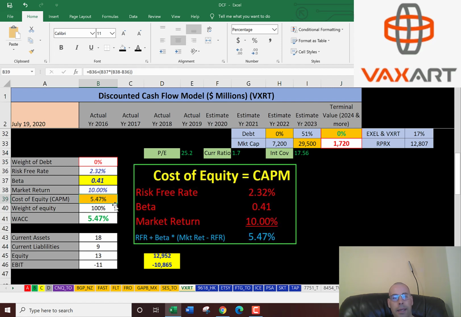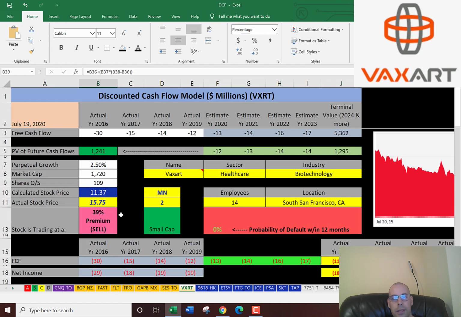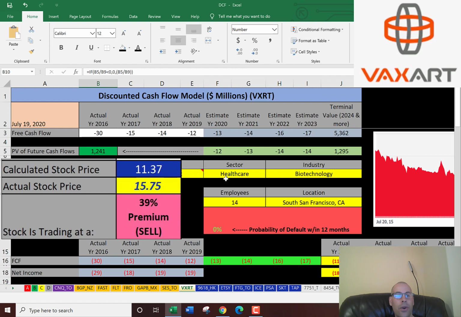And let's use that percent to discount the future cash flows. So we estimated 4 years of future free cash flows. We also did a terminal value, which is all years past year 4. We discounted those numbers back to today using the weighted average cost of capital. We get a value of the company of $1.2 billion. We divide it by 109 million shares, and we get an intrinsic stock price of $11.37. It's trading at $15.75, so it's trading at a 39% premium. So it's a sell according to the model.